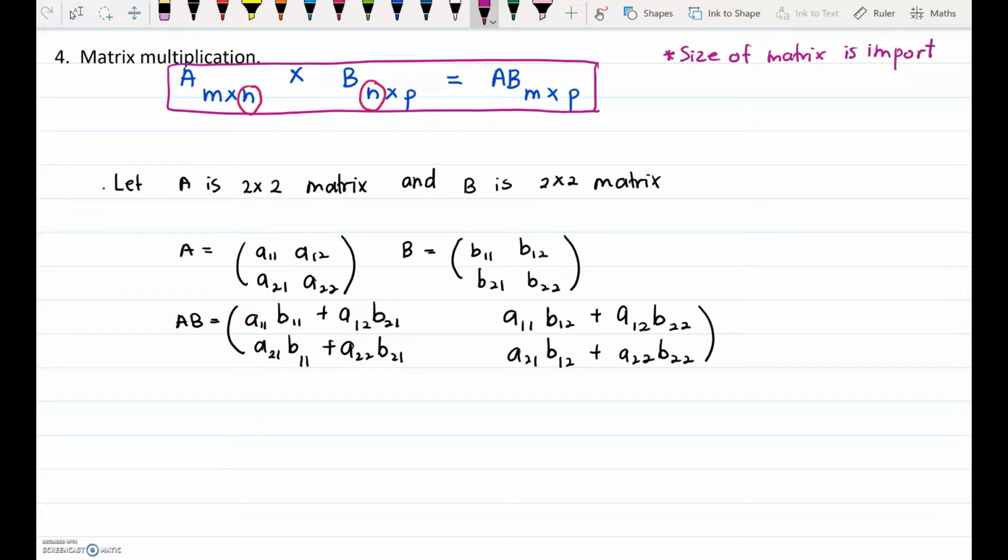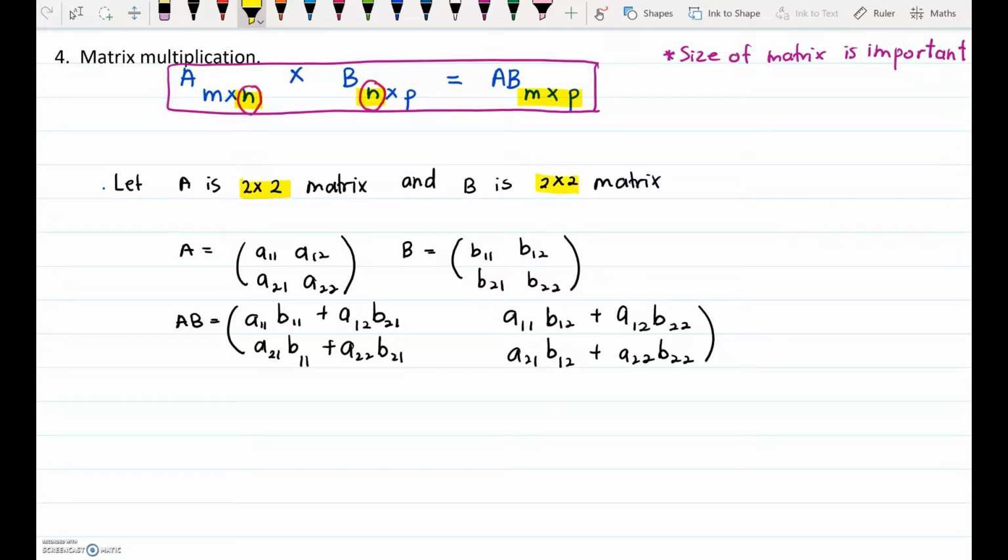Alright, so if you look at here, your number of columns for matrix A must be equal to the number of rows from matrix B. Okay, and the result will be AB and the size is M times P. So that's why you need to have the similar number of columns from A and similar number of rows from B.